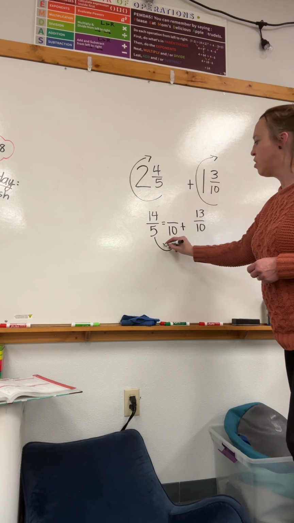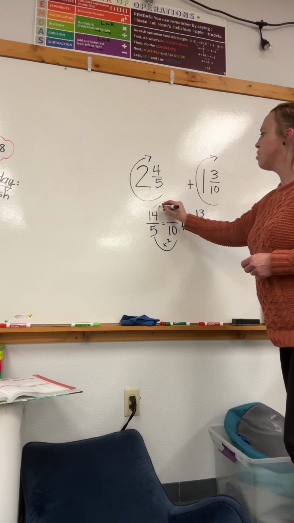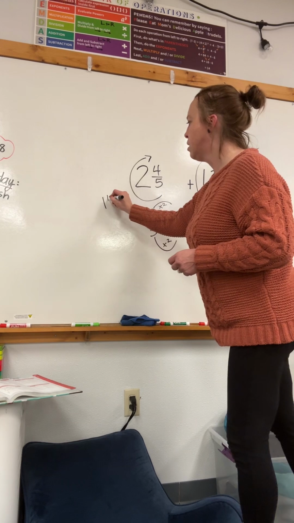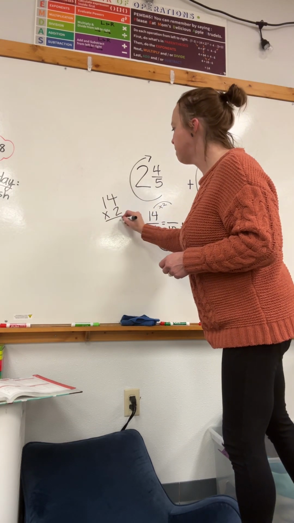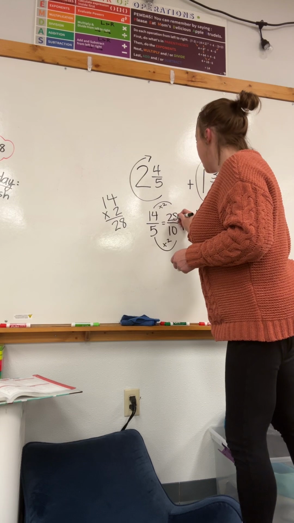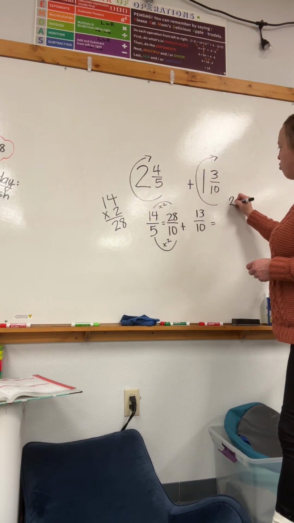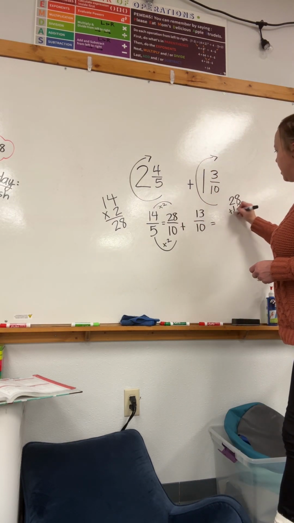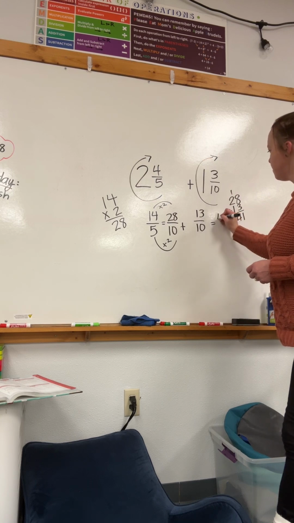5 times 2 is 10, so 14 times 2. Go over here to the side if you're not sure. 4 times 2 is 8, 2 times 1 is 2, 28 goes on the top. I'm going to add this together. 28 plus 13 is 41.